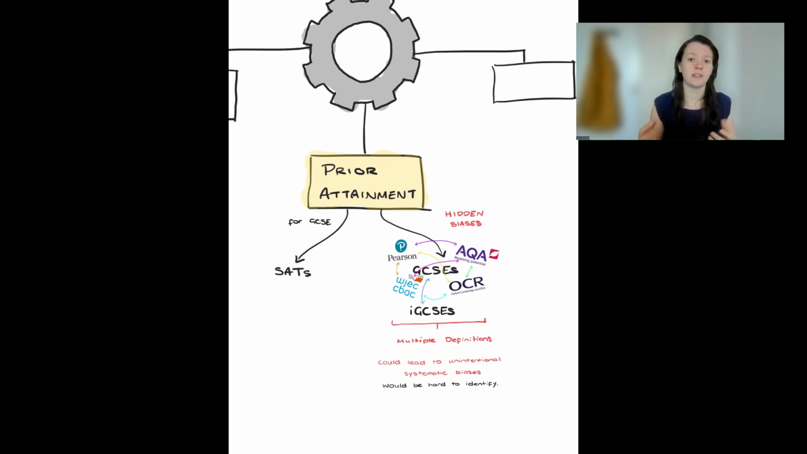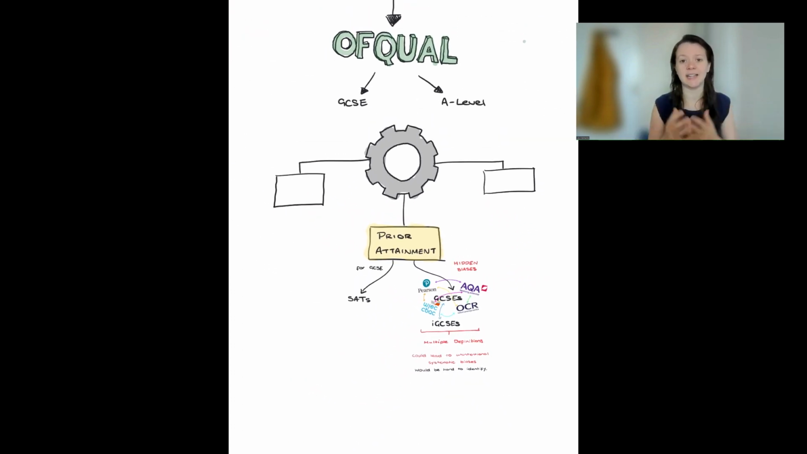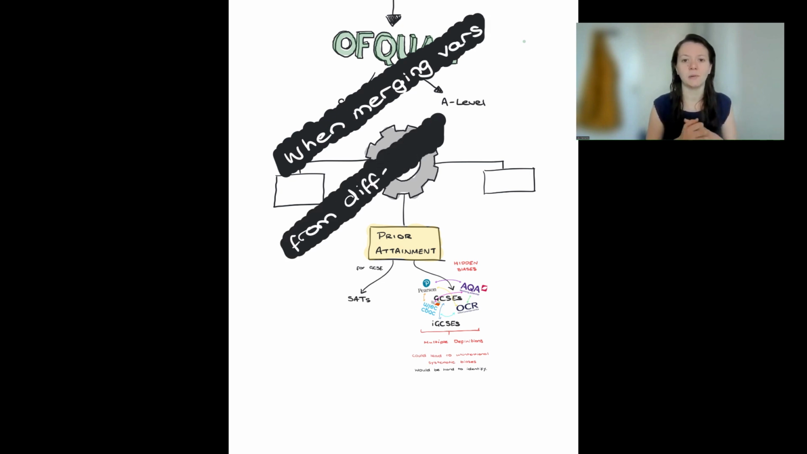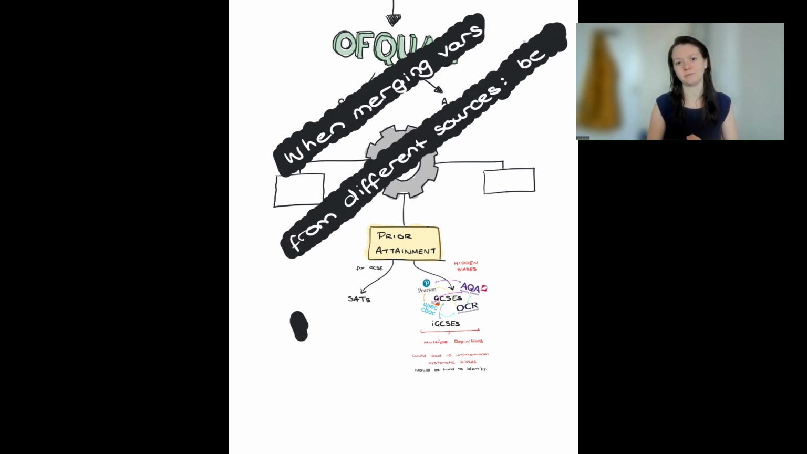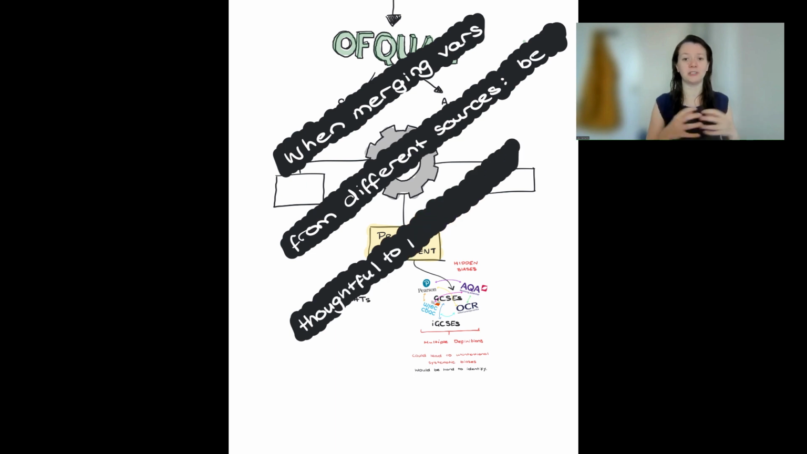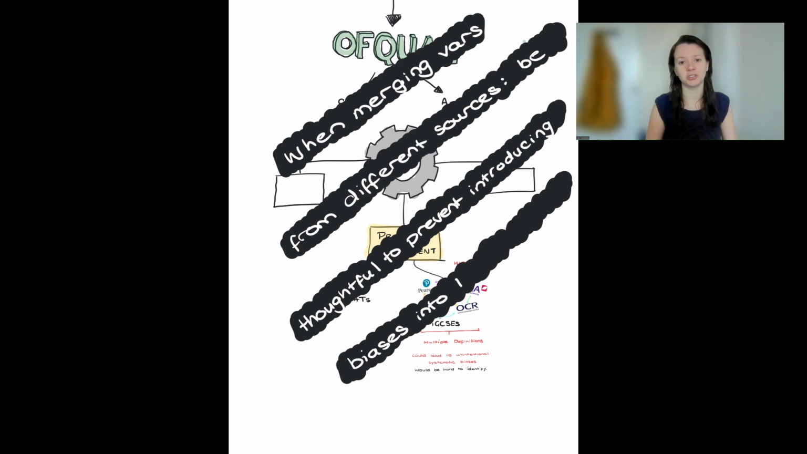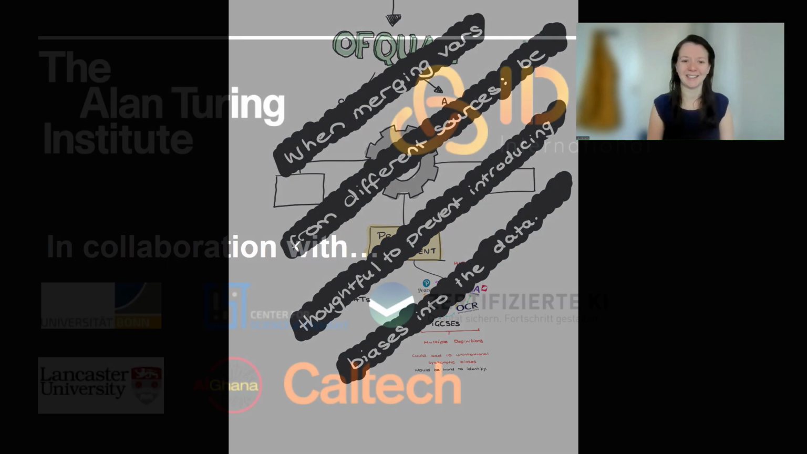For Ofqual, there were many different reasons that led to the algorithm being dropped, but this is just a concrete example of a common problem when working with large data sets. When merging variables from different sources, data analysts should be thoughtful to prevent introducing biases into the data.